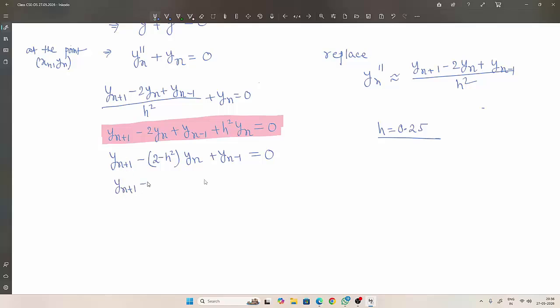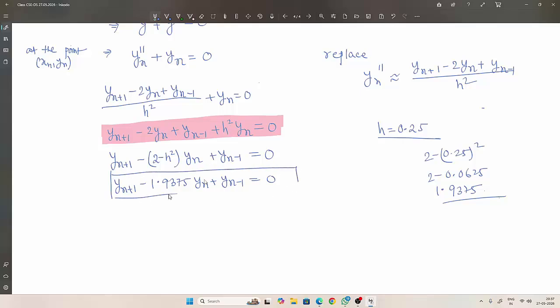So yn plus 1 minus, now do it, 2 minus 0.25 square, what are you getting? This is 0.0625, and 2 minus 0.0625 is 1.9375. So minus 1.9375 yn plus y of n minus 1 equal to 0. Tell me, up to that step, is it clear or not?